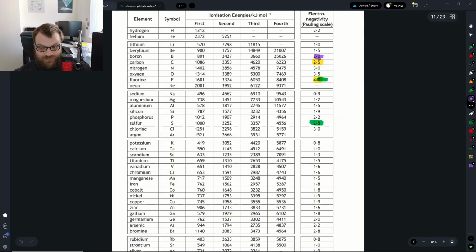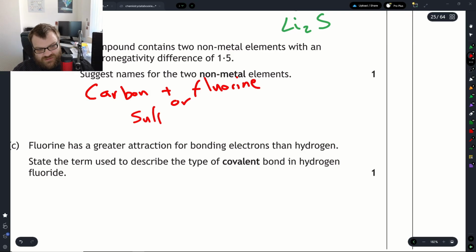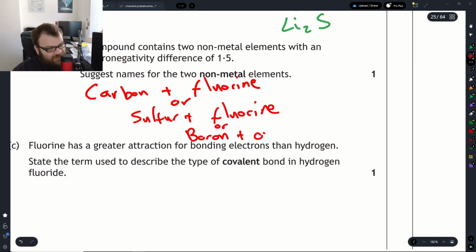We could have boron and oxygen, there we go, which would have a difference of 1.5 as well. This question needed to be answered using the older data booklet values to get a difference of 1.5. If it was using the new values, it would maybe say a difference of 1.6 rather than 1.5. So using the old data booklet, we had carbon and fluorine, or sulfur, fluorine, or boron. The one I have there.